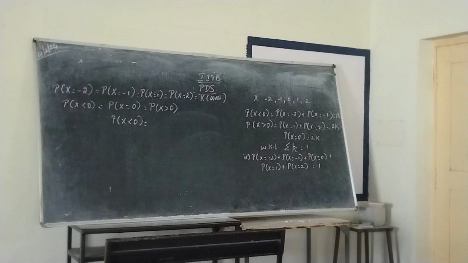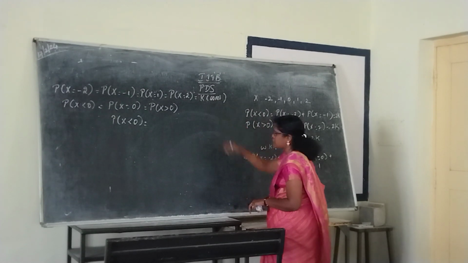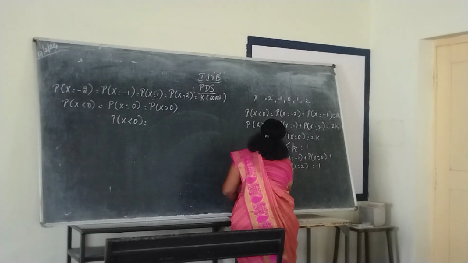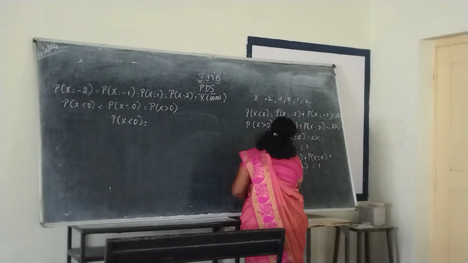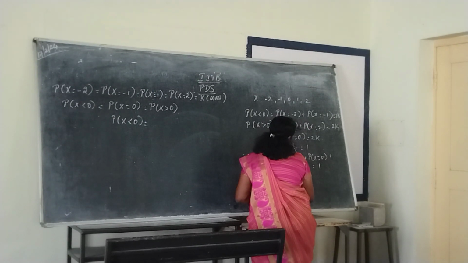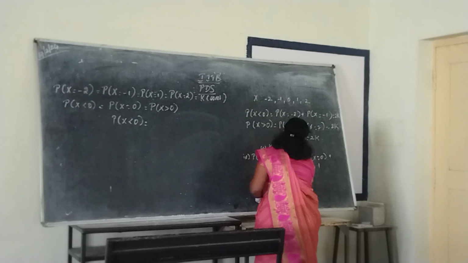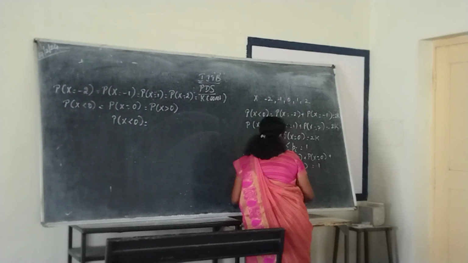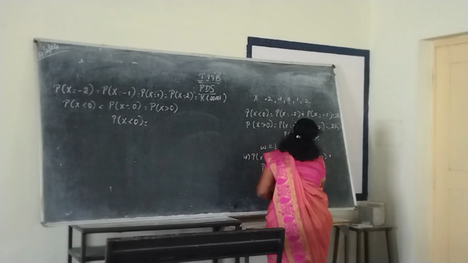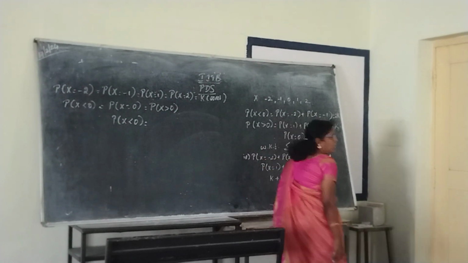Now substitute everything in terms of k values. What is the x equal to -2 value? K. That is our assumption. So k plus x equal to -1 is k. X equal to 0? 2k. That is the assumption we made. X equal to 1? K. X equal to 2? K. Everything is equal to 1.